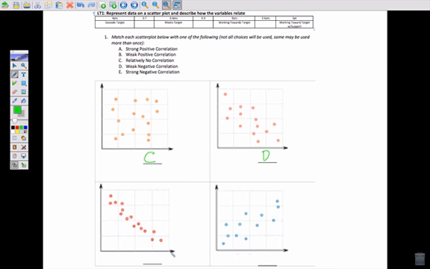Similar down here, it is negative. This one I would call strong though. The points are fairly close together, meaning that there's not a whole lot of variation in the data. So I would call this a strong negative. And then this last one, again, kind of spread, but this is a positive correlation. As one variable increases, so does the other. So I would call that B, a weak positive correlation.